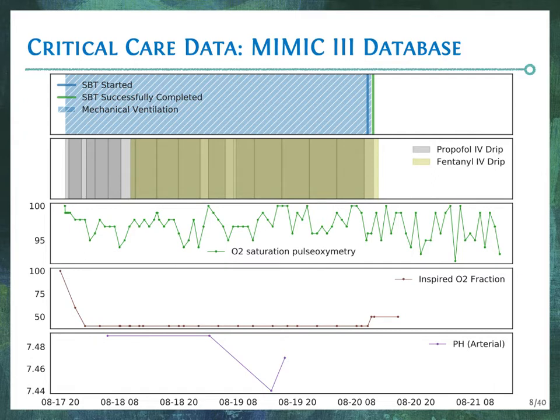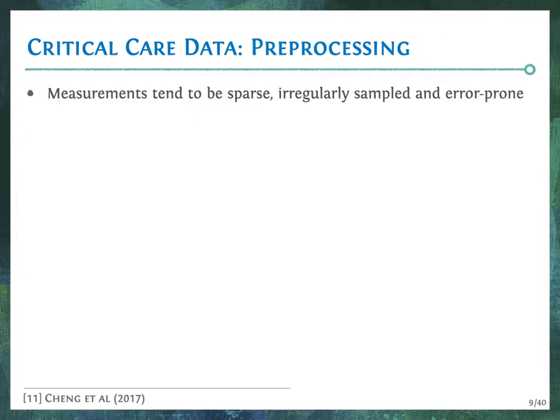We can see that these different vitals are measured at very different frequencies. This is typical of EHR data. Measurements tend to be sparse, irregularly sampled, and error-prone. One way to tackle this would be to filter out extreme values in measurements, resampling, and imputing missing values by simply carrying forward the last known measurement.